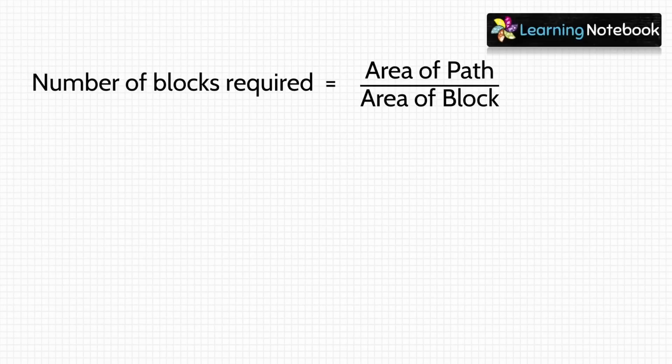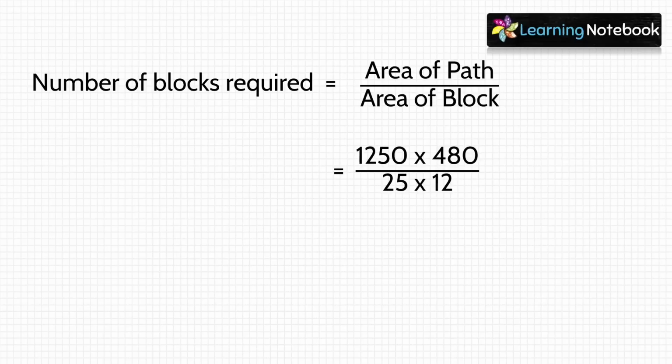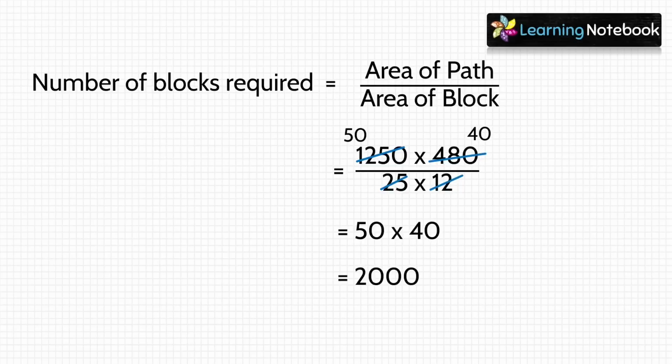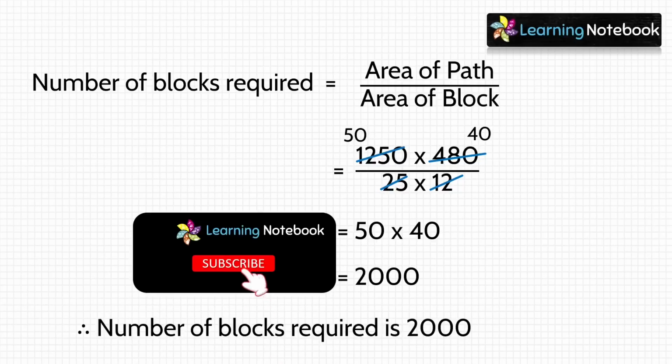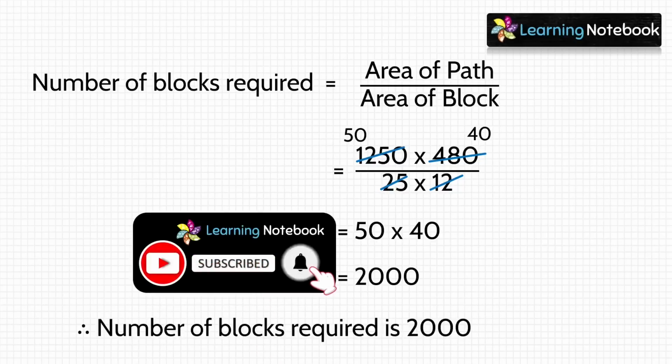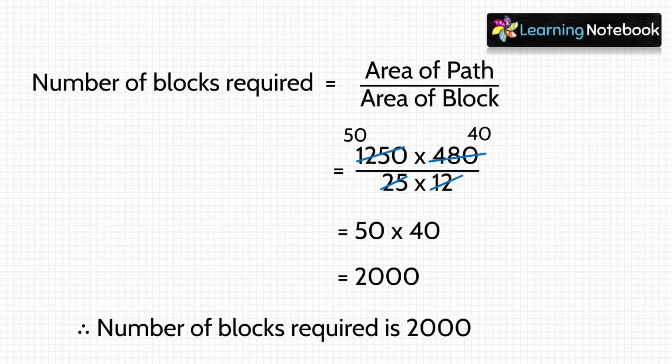Let's put the values here. 1250 multiplied by 480 divided by 25 into 12. Simplify them and we get number of blocks required equals 2000. Let's write the answer statement. Number of blocks required is 2000. So students, this is how we solve the questions related to area.